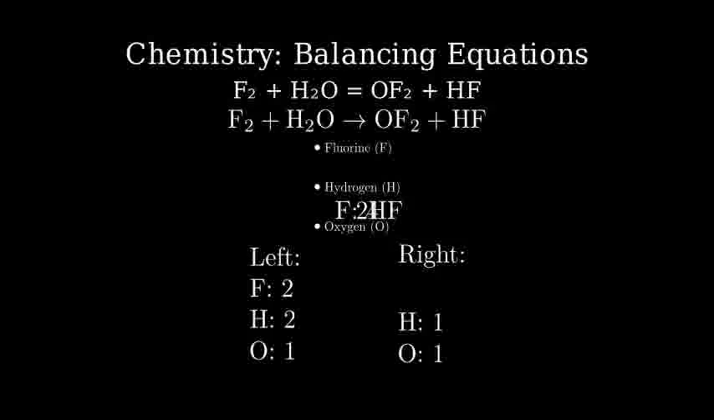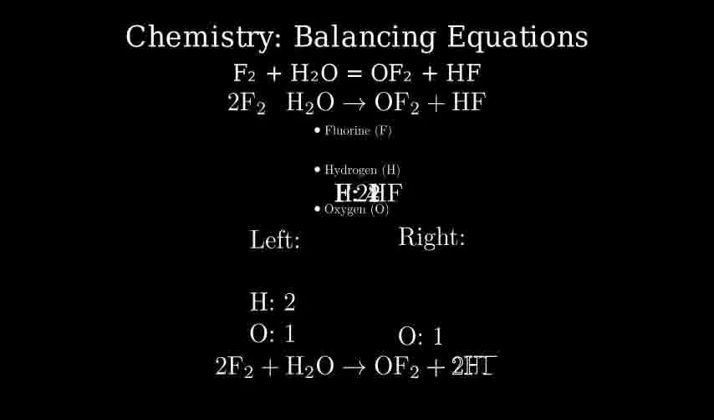Next, let's balance hydrogen. On the left, we have 2 hydrogen atoms from H2O. On the right, the HF now contributes 2 hydrogens. So, the hydrogens are balanced. Finally, let's revisit fluorine. Now we have 4 fluorine atoms on the right, but only 2 on the left. We can achieve balance by putting a 2 in front of F2 on the left side.